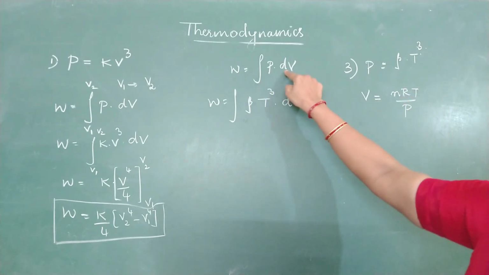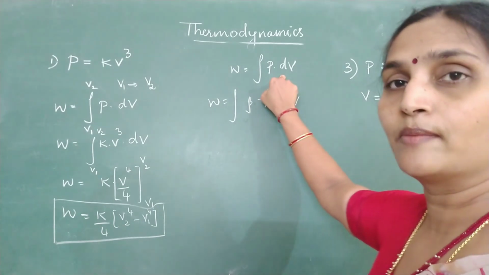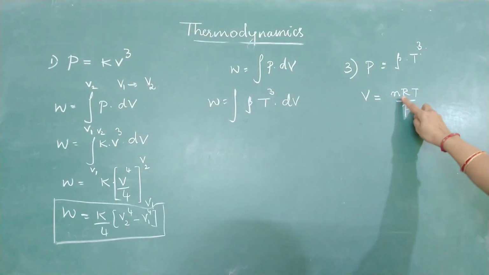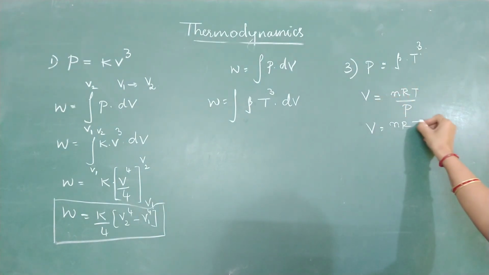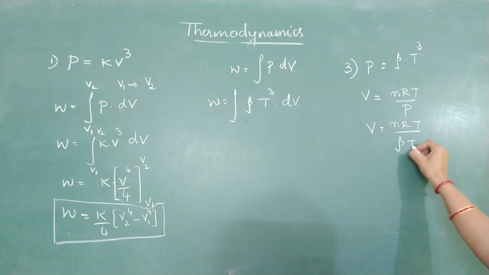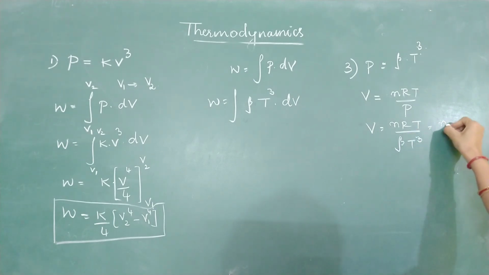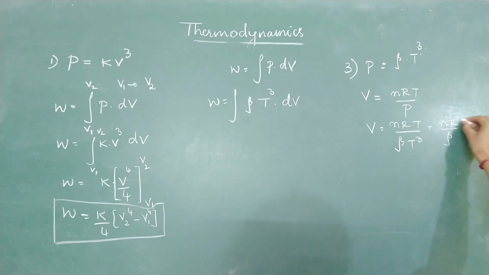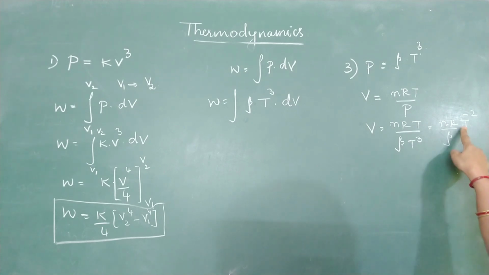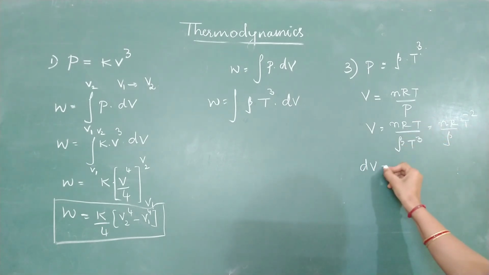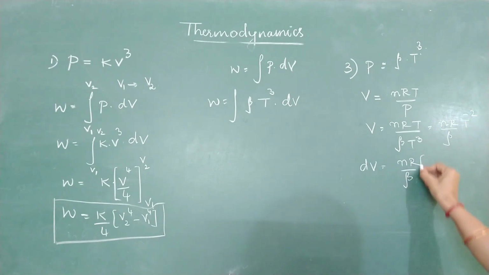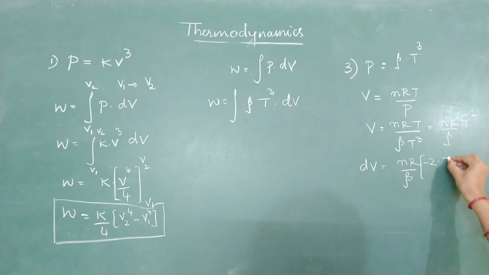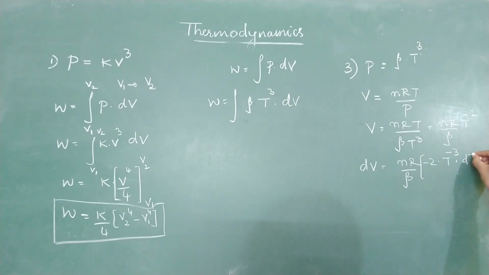We know the pressure, but we do not know the value of dV. To get the value of dV, I'll be making use of the ideal gas equation. From the ideal gas equation, can we write V as nRT divided by P? But what is P according to the question? It is nRT by beta T cube, which is nR by beta T to the power minus 2. Now differentiate this relation to get dV. What is dV equal to? nR by beta is a constant. T to the power minus 2 differential is minus 2 T to the power minus 3 into dT.